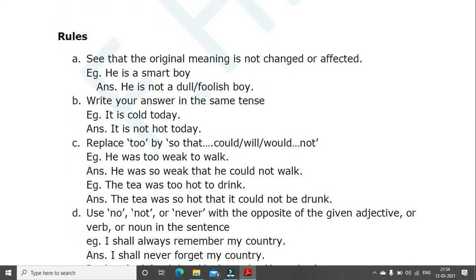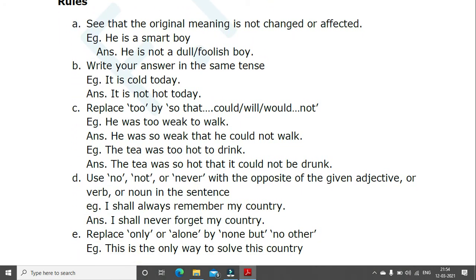Changing affirmative to negative. Now, the rules. First thing you have to see is that the original meaning is not changed or affected. See your example. He is a smart boy. You do not just add not over there, and say he is not a smart boy. If you say he is not a smart boy, you are changing the meaning totally, correct? Because it is just the opposite. So what do you have to do? You have to write the word not. He is not. But don't write smart. You will write the opposite of smart over there.